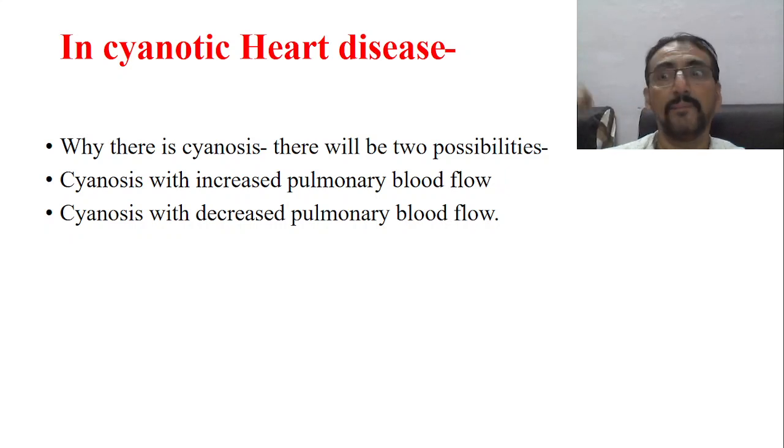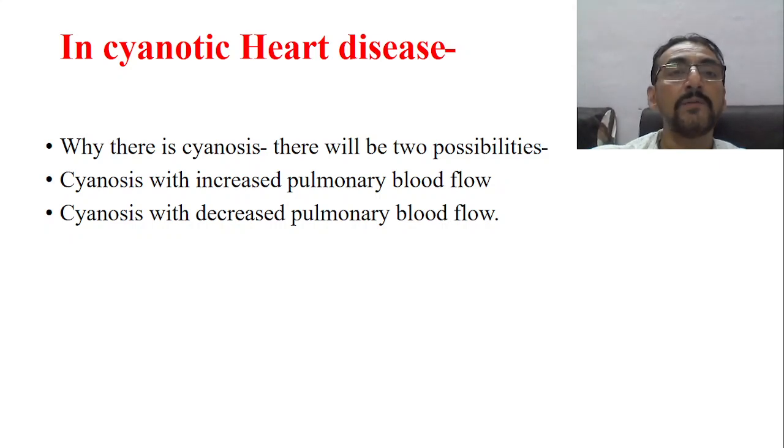Cyanosis developing. Now this is again divided into two types. One is cyanosis developing with increased pulmonary flow, and the other is cyanosis developing with decreased pulmonary flow. So the condition is a congenital cardiac problem, and cyanosis is also present. Point number 1, cyanosis is present but pulmonary blood flow is increased. Point number 2, cyanosis is present and pulmonary blood flow is decreased. So this has to be studied.